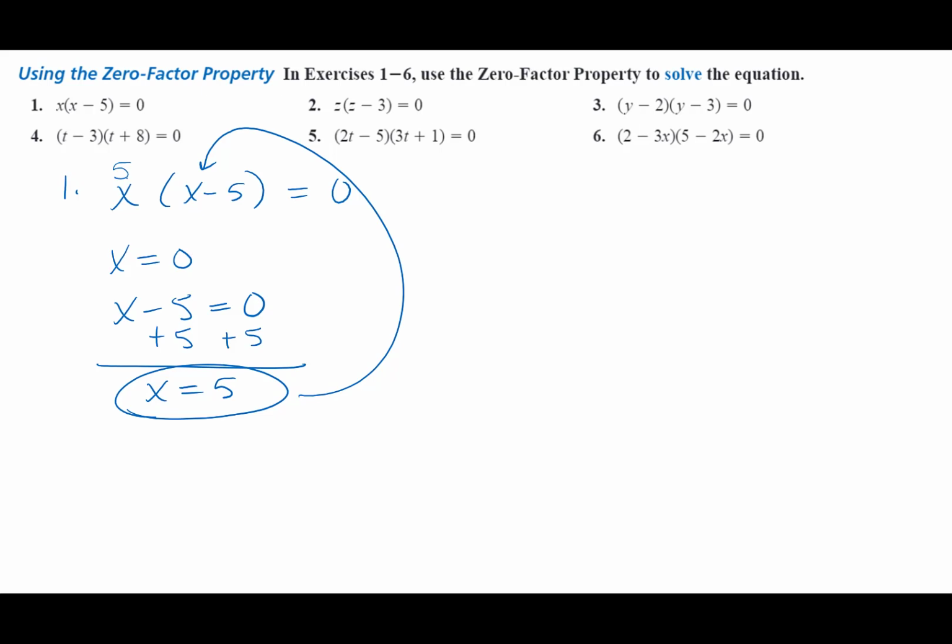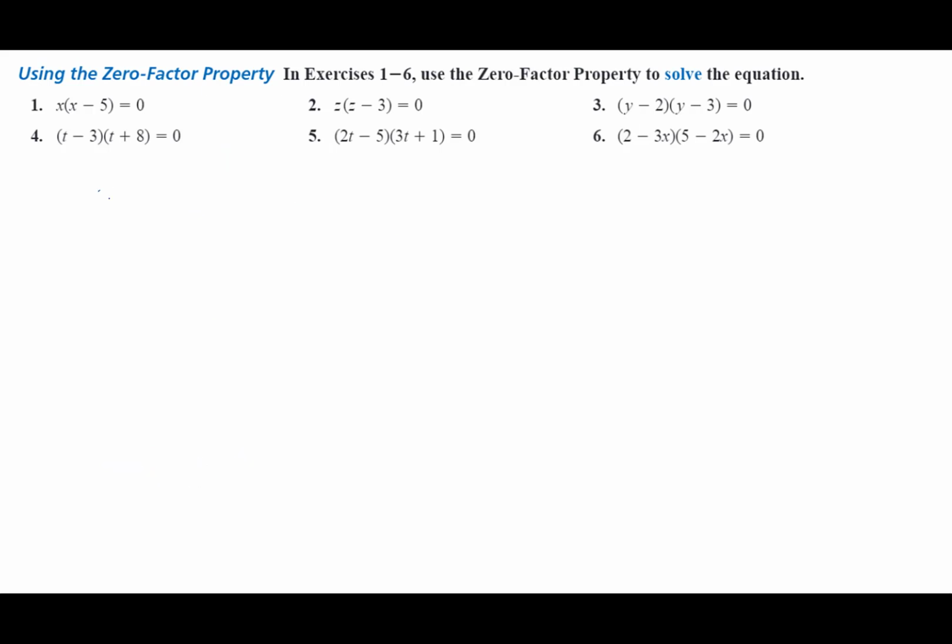And so you're going to have two answers. WebAssign will ask you to put a comma separating your answers. So in any order, you would write x equals 0, comma 5. Okay, let me try that again.